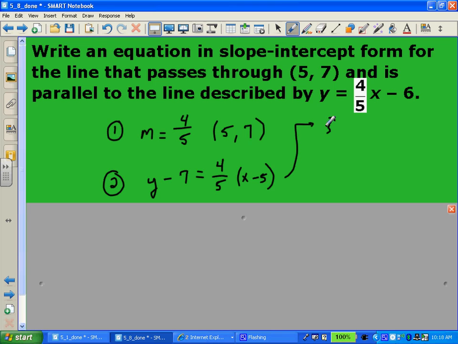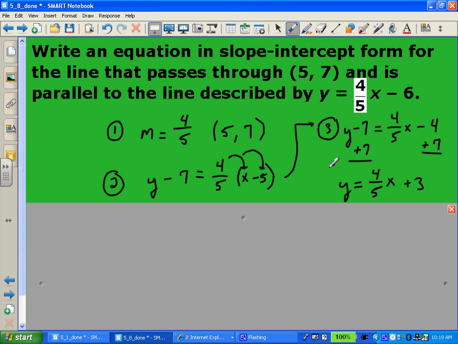Then I'm going to put that into slope-intercept form, so I have to distribute first. I have y minus 7 equals 4/5 x minus 4. And then I have to add 7. So y equals 4/5 x plus 3. And that would be my answer.